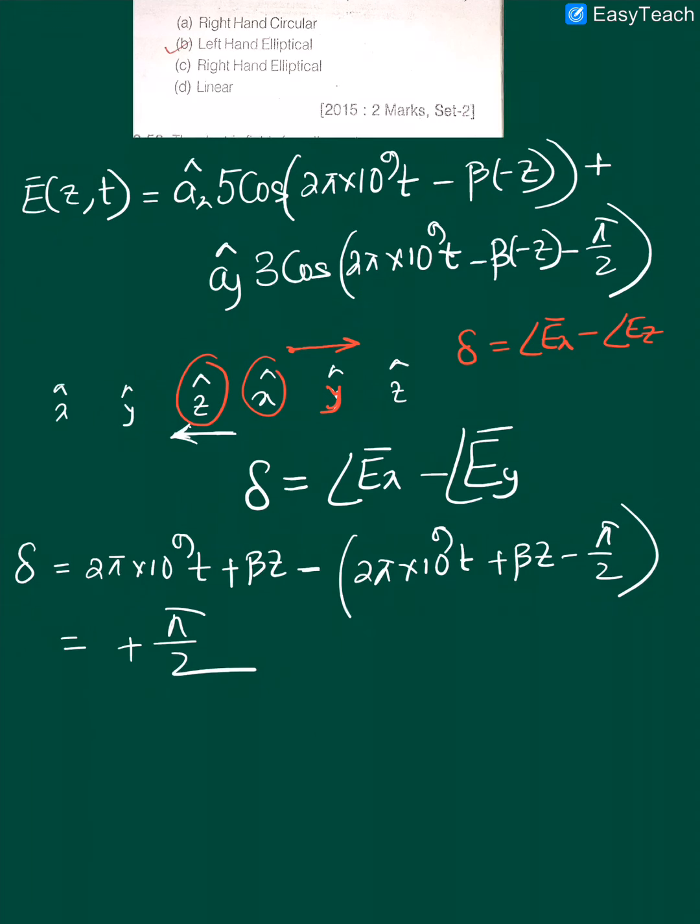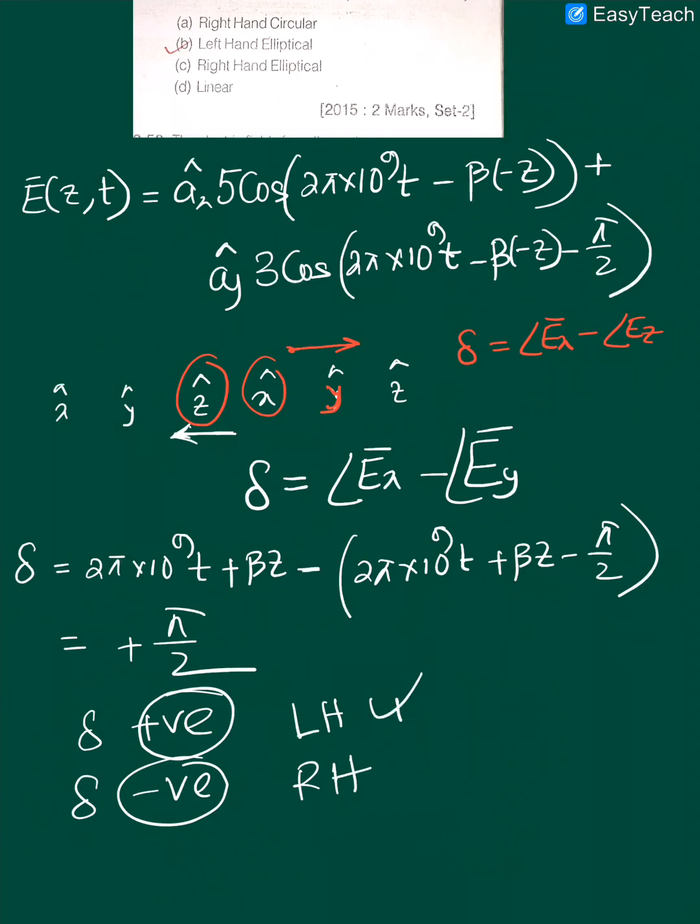Okay, and for delta, a positive value of delta means left hand polarization, and if delta is negative, then it is right hand polarization. So in this case delta is positive, so it is left hand polarization. And of course the value of delta is greater than 0 and less than 180 degrees, no equal sign. Because if delta is equal to 0 or 180 degrees, in that case you will have linear polarization, not circular or elliptical polarization.